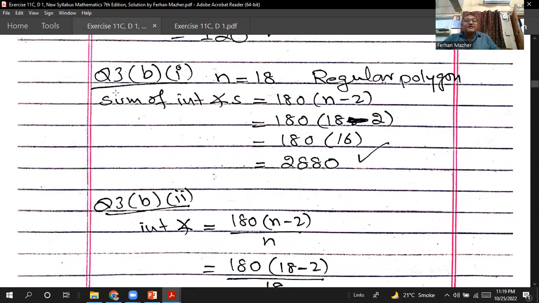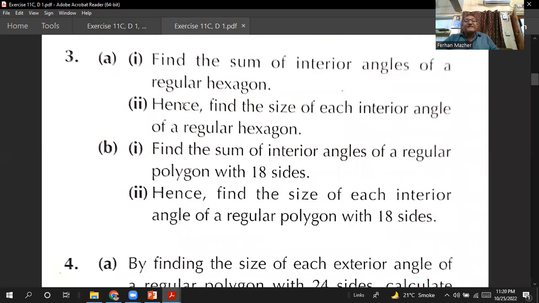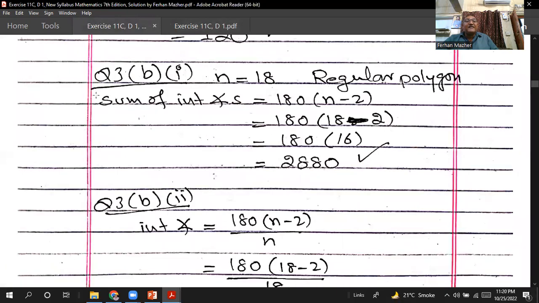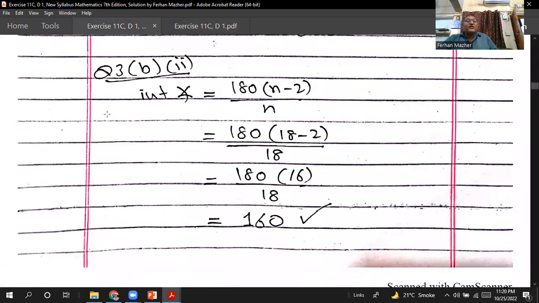Then in the B second part, they ask us to find, hence find the size of each of the interior angle of a regular polygon with 18 sides. Okay, so we want to find out the internal angle, and that will be equal to 180 bracket n minus 2 bracket close divided by n. Because it's a regular 18-sided polygon, all its sides will be equal to each other. That's why they are using the word regular polygon, and all the internal angles will be equal to each other.